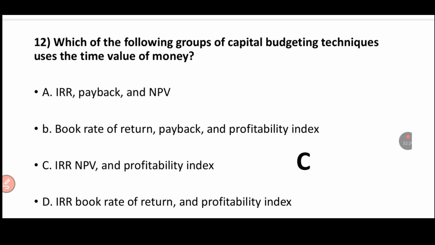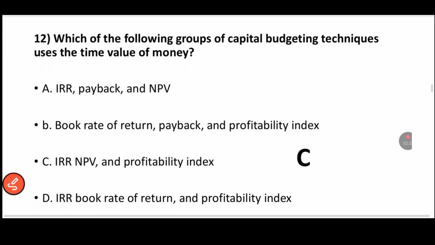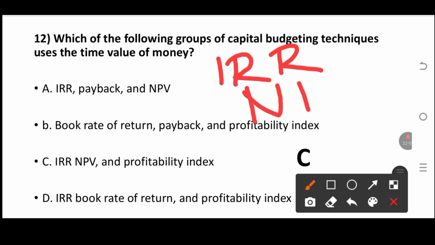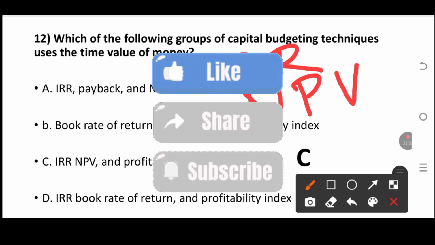What is IRR? IRR is internal rate of return. Do you remember this? You have to remember such kind of keywords. Internal rate of return, payback, and NPV, net present value. NPV is net present value.